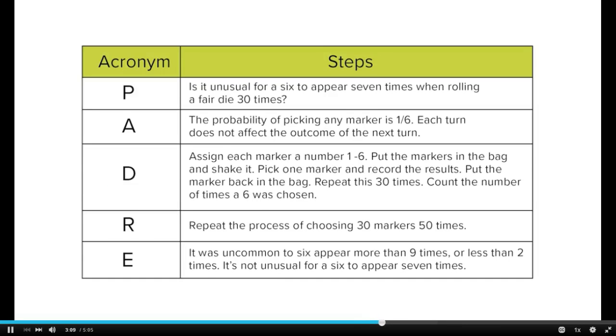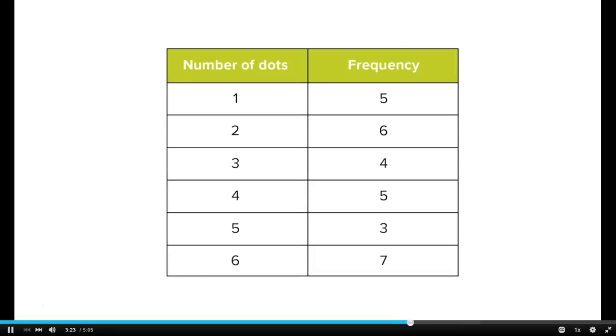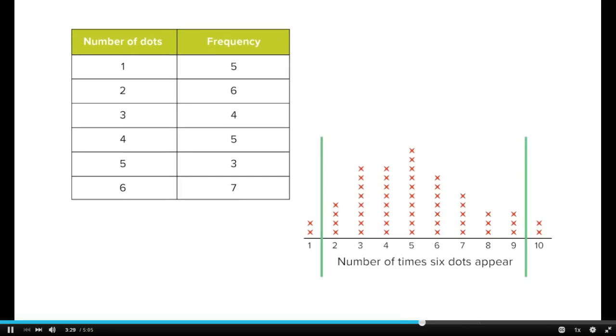Finally, evaluate our results. Based on our graph, it was uncommon to see a 6 appear more than 9 times or less than 2 times. This shows that it is not unusual for a 6 to appear 7 times. Looking at the rest of the numbers in our original situation, none of them have a frequency higher than 9 or less than 2. This leads me to believe that the die could be fair.